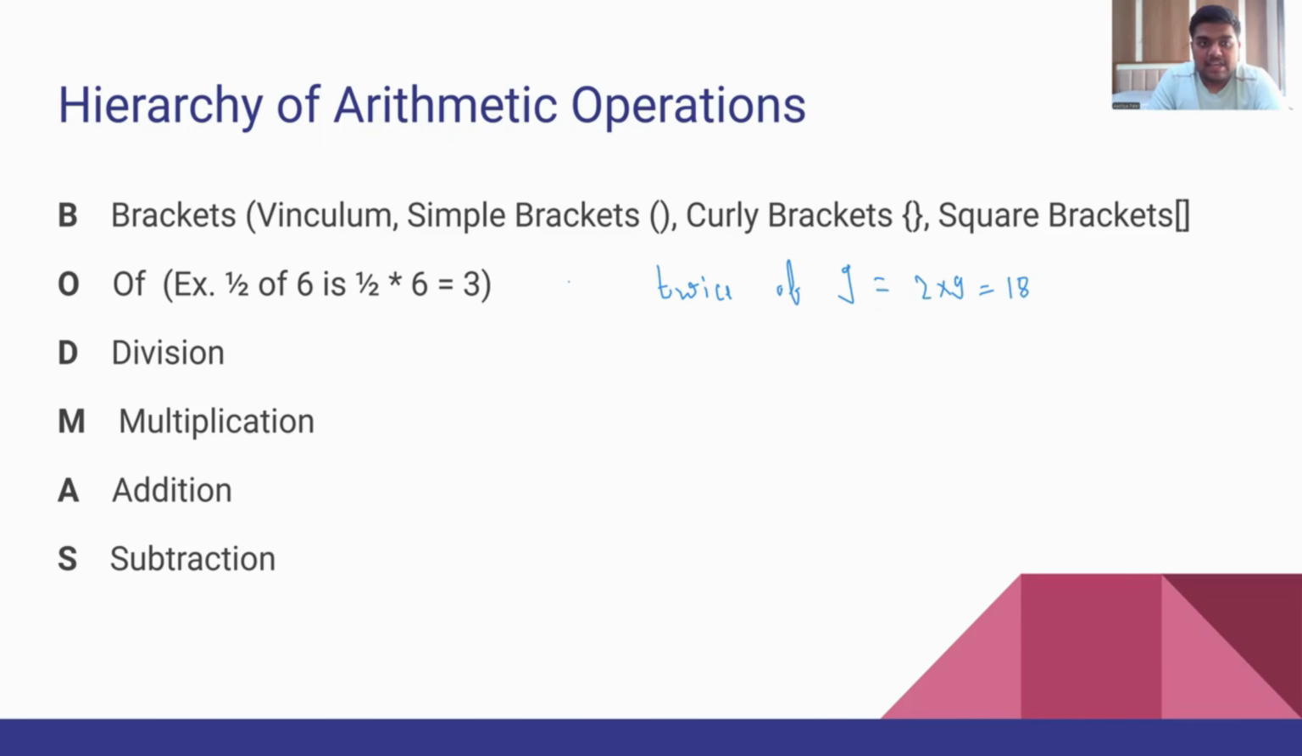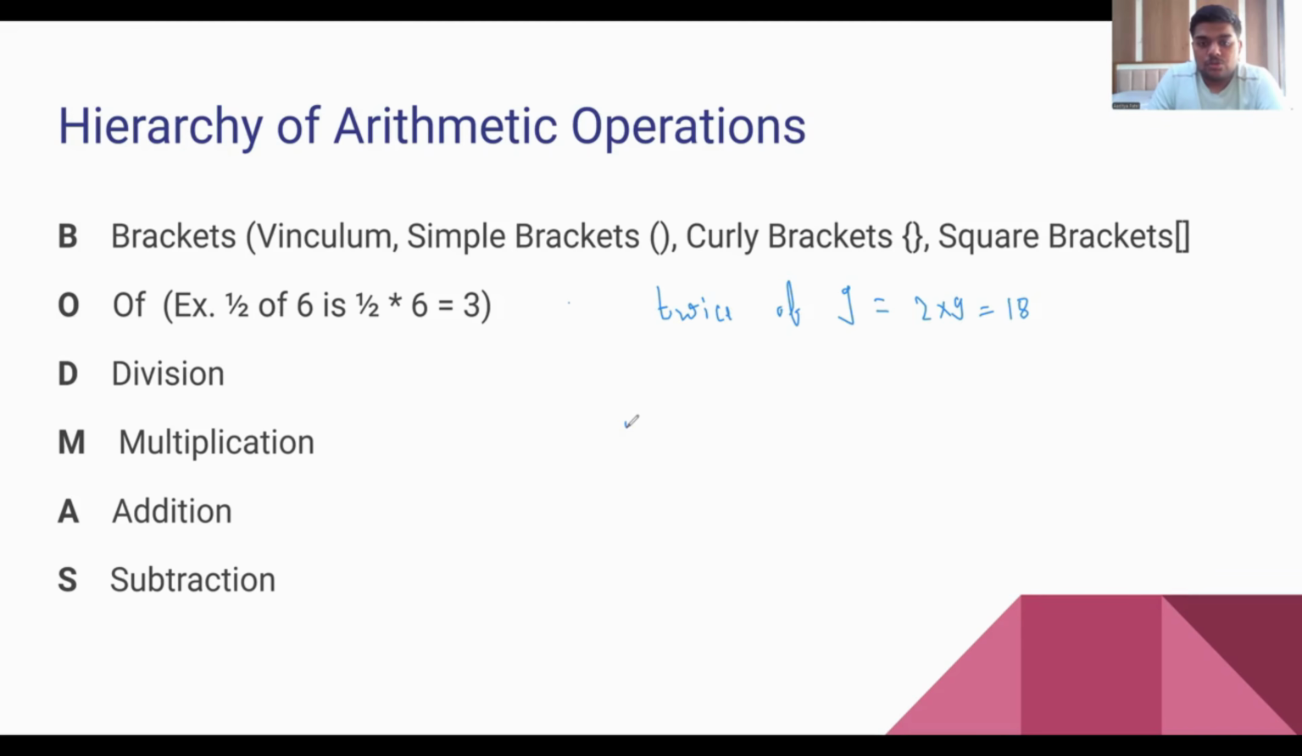So let us see an example. The example is, let us say, 2 plus 5 in brackets divided by 3 minus 4 plus 6 into half of 12. Okay. So for solving it, we will initially solve the bracket, which is 7.